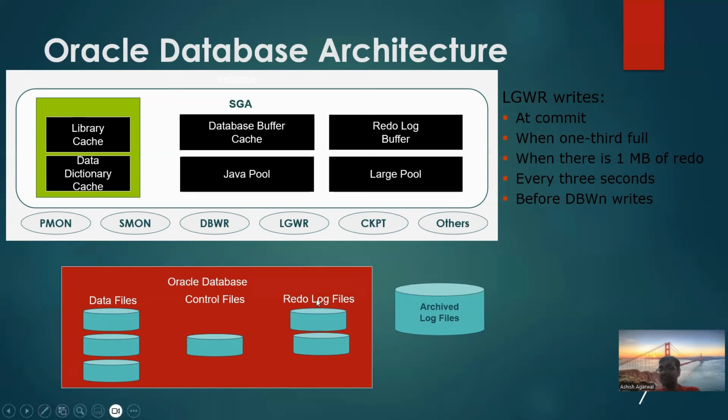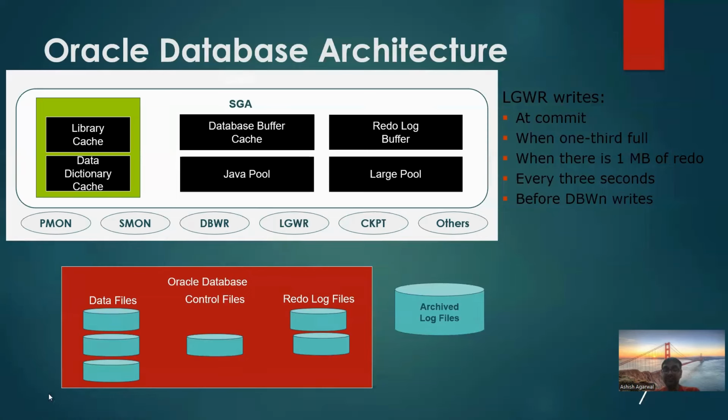Okay. Now the question comes: how do these redo log files, or subsequently archive log files, get the data from? The answer is, it comes from the instance. You have the SGA. In the SGA, there are different components like library cache, data dictionary cache, database buffer cache, Java pool, redo log buffer, and large pool. Then there are these background processes which assist in writing the data to these files.